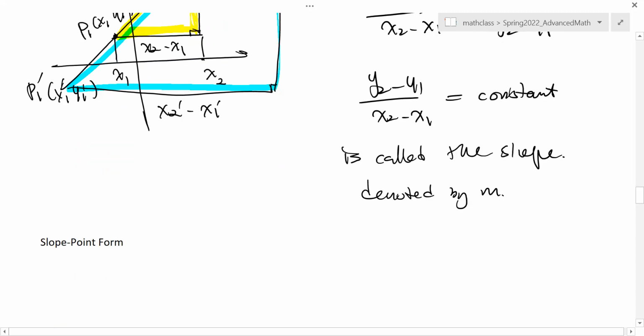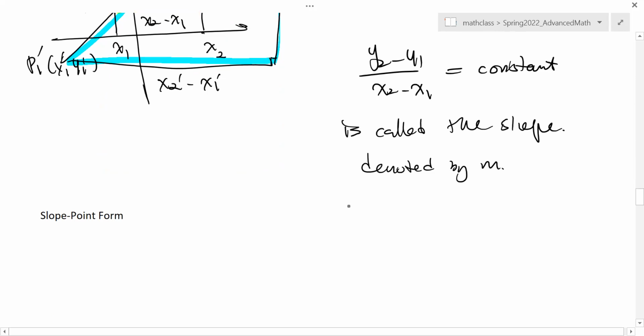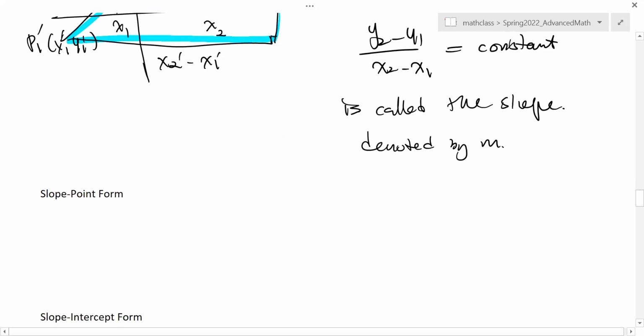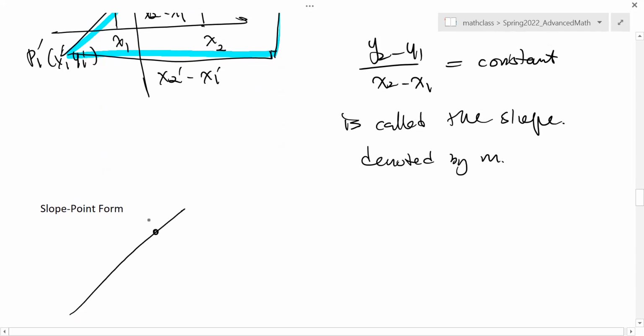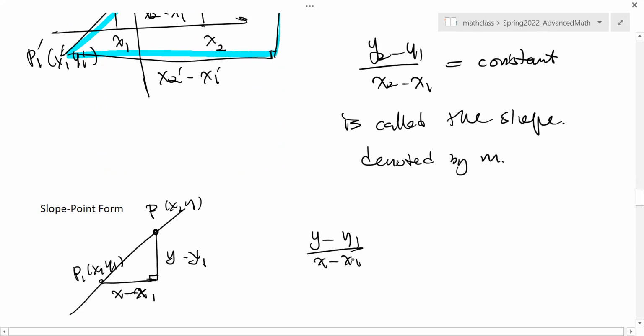Okay, so I'm going to put it this way. You have a straight line. This is an arbitrary point P, (x, y), and this is a point you choose, P1. Here's y minus y1, and this is x minus x1, right? So the ratio, I told you, is going to be independent of the location of the point P and even P1. So we fix P1, then let P change. That's going to be the slope. Okay, the slope.